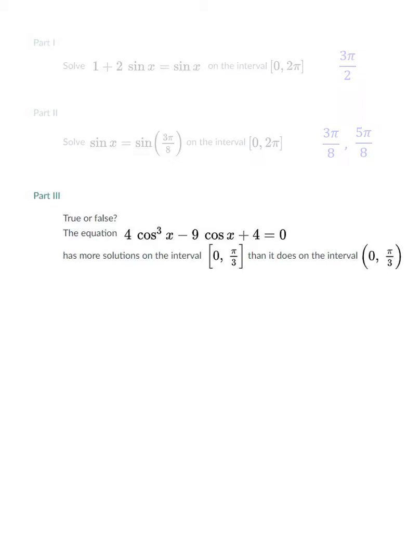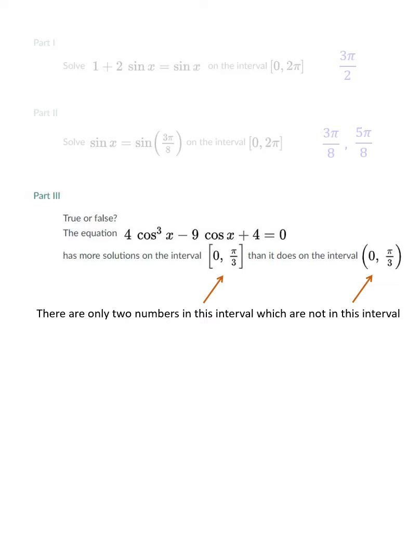Let's move on to the third question. The third question gives us an equation, and you might have thought, I should solve that equation. But because of the cosine cubed, I'm not convinced that you, nor even I, have the technical knowledge to solve this equation. But the question isn't asking us to solve it. It's asking us a true or false question, whether one interval has more solutions than another.